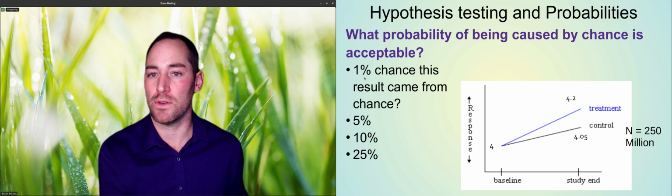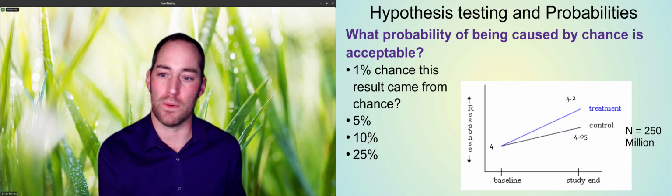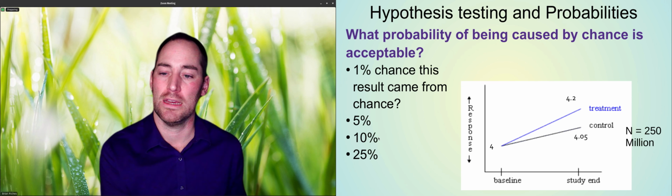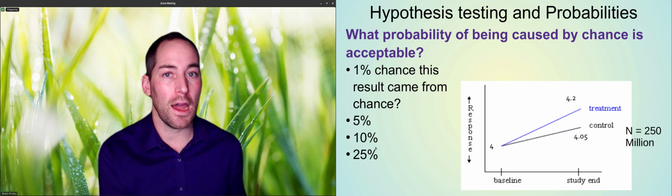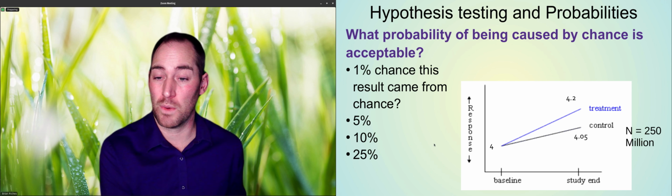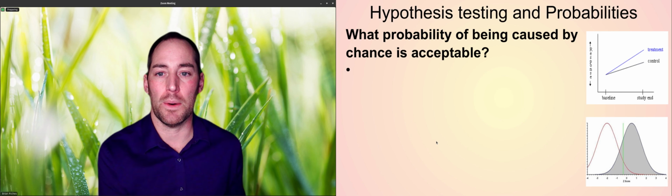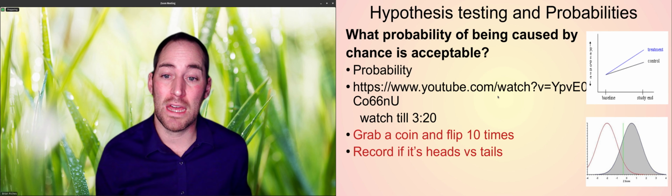I usually use the 1% chance though, myself. So 10% chance, way too high. Nobody actually uses that in any science that I'm aware of, because that is just too high of a percent chance that the result came from chance. It's like a 1 in 10 chance. That's way too high. So let's watch this little video about probability and get a sense of what this actually means.